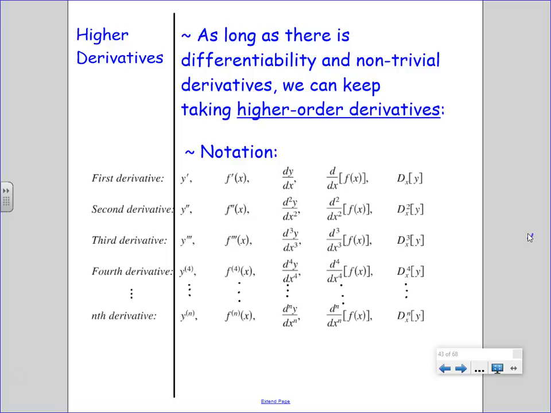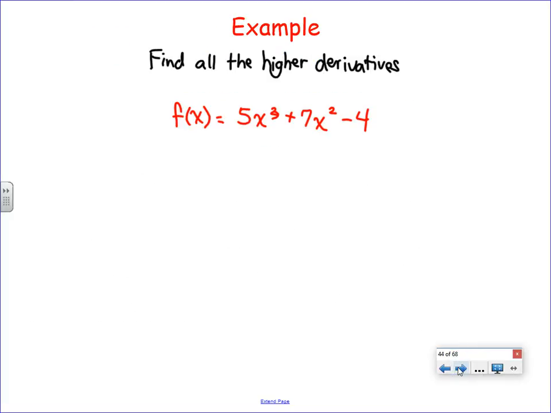Now, with that, are we close? What if I put in the directions, find all, all? You just saw it was infinitely many. Kind of, there's some conditions though. Find all the higher derivatives of the given function. Where would you start? The first one.